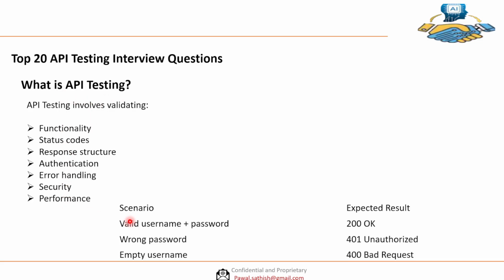So as part of API testing, we need to do all this testing. Here we have mentioned the scenario: if the user enters a valid username and password, we are expecting 200. If the user enters a wrong password or empty username, then we are expecting 401 unauthorized, an authentication error, or 400 bad request.